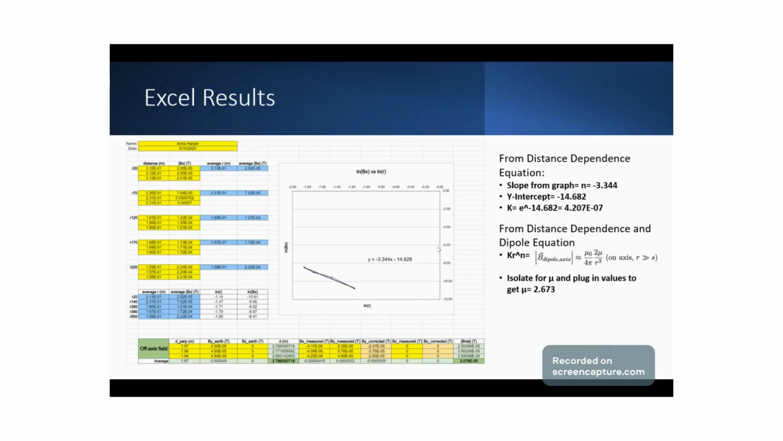From the graph on Excel, the slope, which gives n, is negative 3.344. Using the y-intercept of the graph, which is negative 14.682, k becomes 4.204 e to the negative 07 from the linearization equation. Solving for the magnetic dipole moment using the magnetic field of a dipole on-axis equation and setting it equal to the magnetic field of a bar equation, I got that mu is 2.673 amps meters squared.